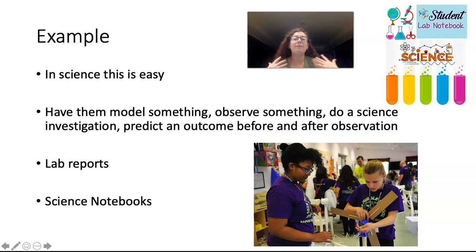You have them model something. You have them observe something. You do a science investigation. They predict an outcome before and after observing you doing something. A great place for you to have them self-monitor and reflect are in laboratory reports and science notebooks.